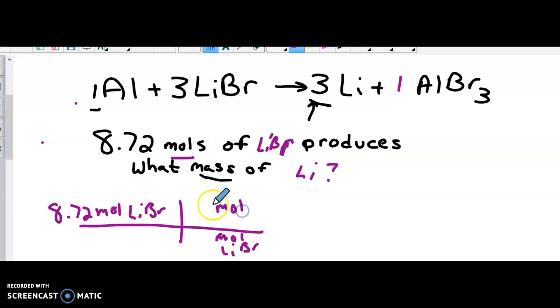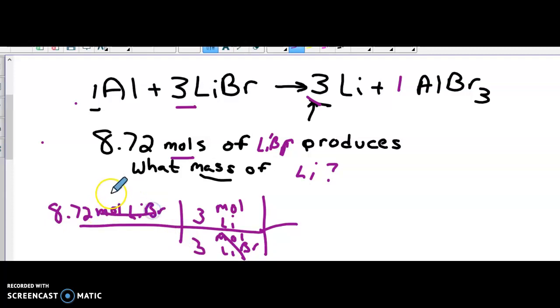We're going from moles of lithium bromide to figure out how much lithium we can make. So we need to convert that and use moles of lithium. We're going to use our coefficients. We have 3 lithium bromides and 3 lithium. That could be a 1-to-1 ratio, but I usually don't change it so as not to confuse anyone. Now, we got rid of moles of lithium bromide.